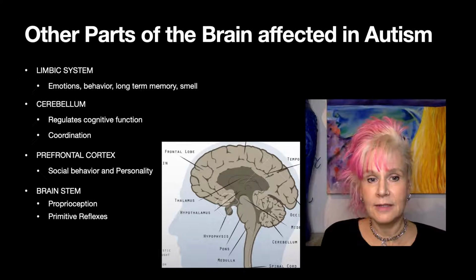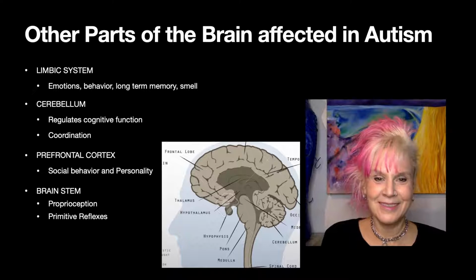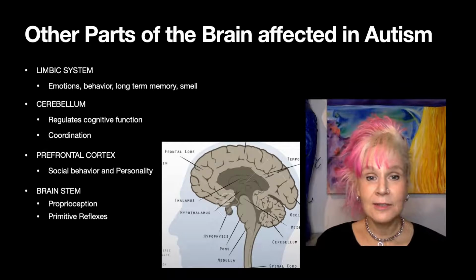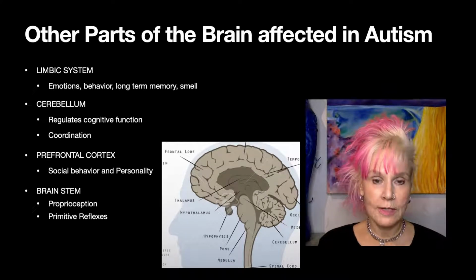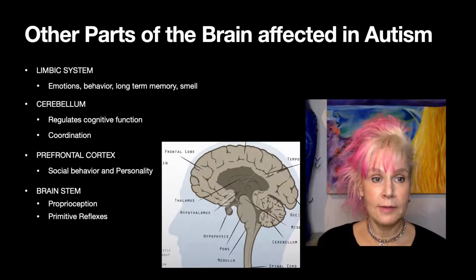Our cerebellum is right underneath the cortex, or the main part of the brain at the back of the head, and it is labeled there. So, kind of like a man bun type of thing, or a bun at the back of the head. It regulates cognitive function, so our thinking brain, and it also is involved in coordination. It's involved in learning and reading. There's a lot of things that do go on with the cerebellum.